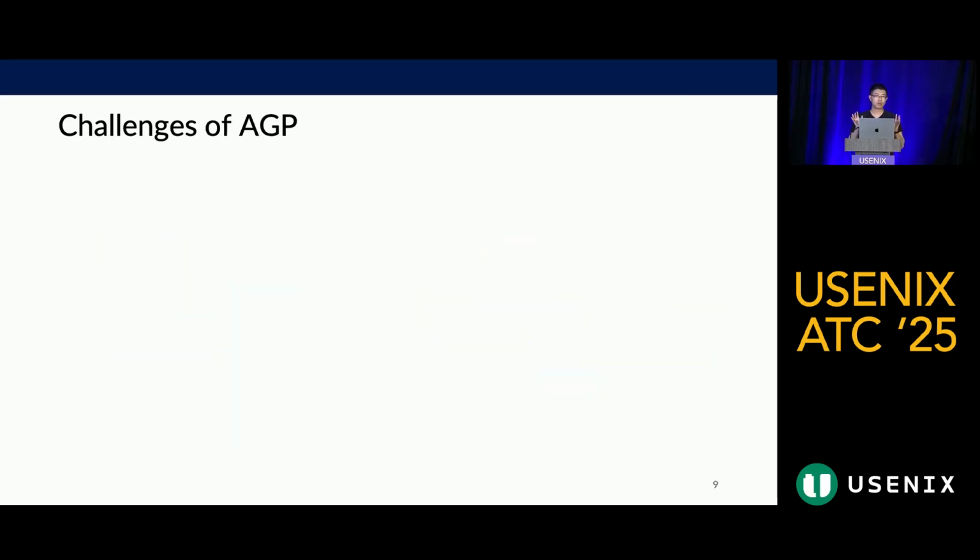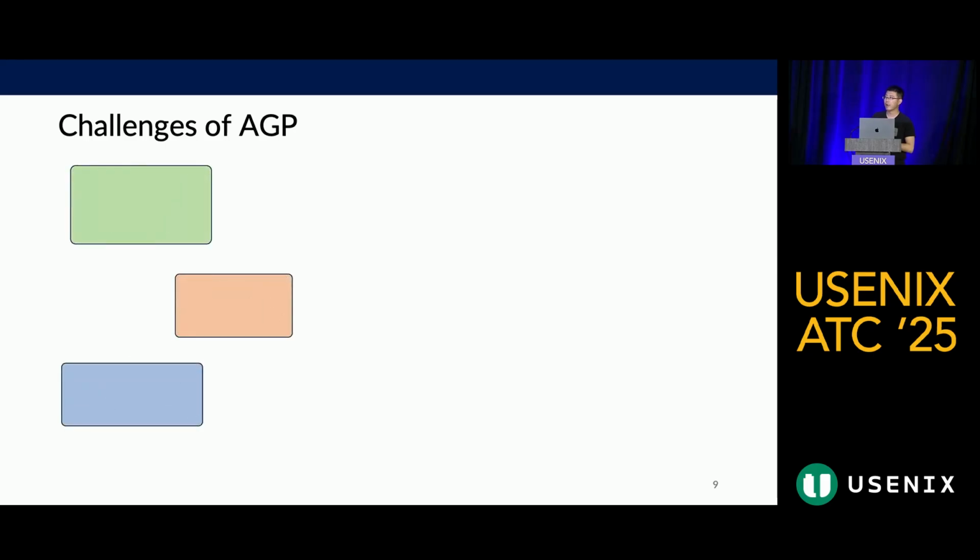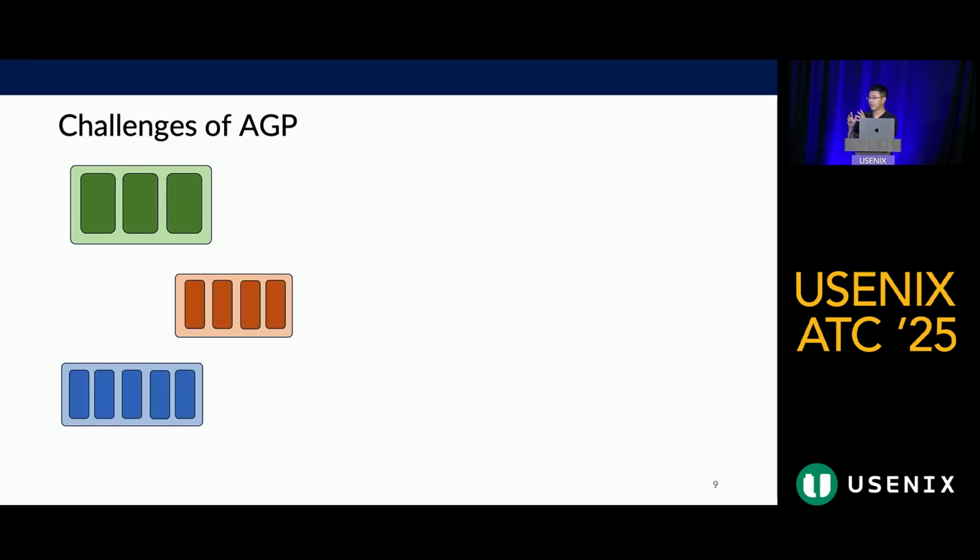While this sounds very straightforward, there are some challenges. For example, when we have different kinds of GPUs with different sizes, the first thing we want to determine is the number of instances, for example, the number of instances we want to put on each GPU. This is one of the granularity issues.